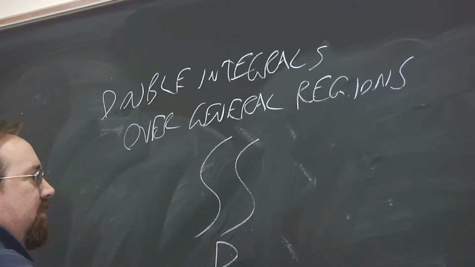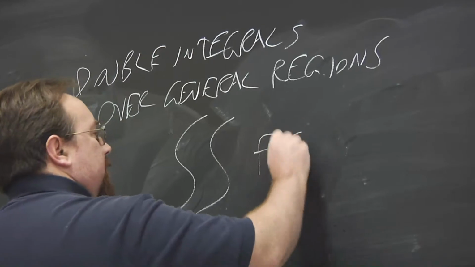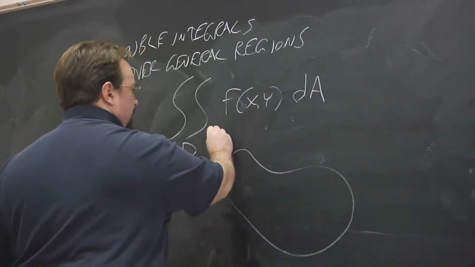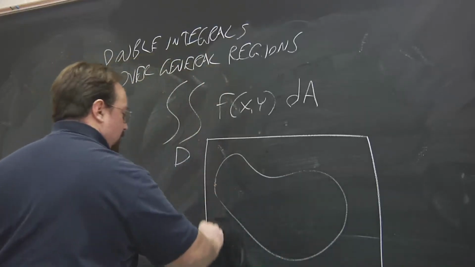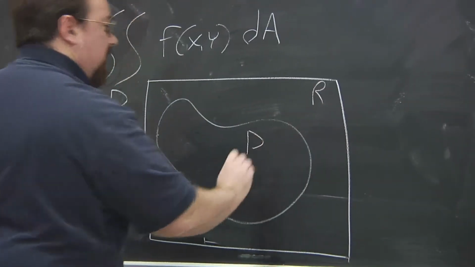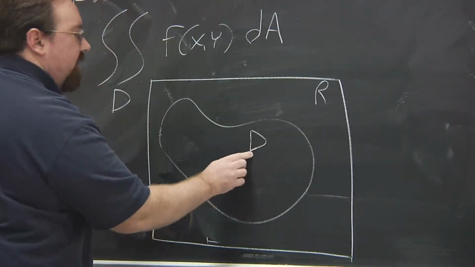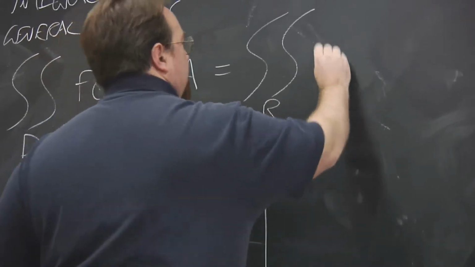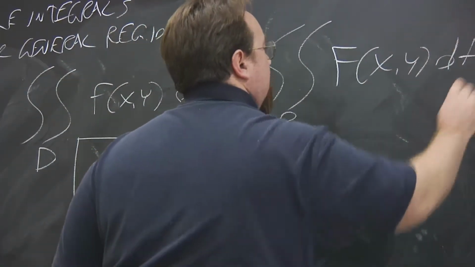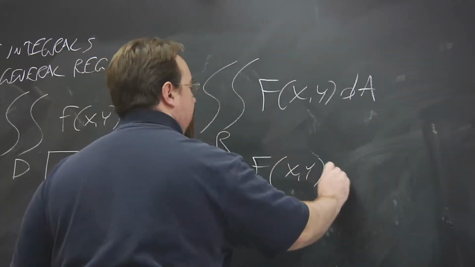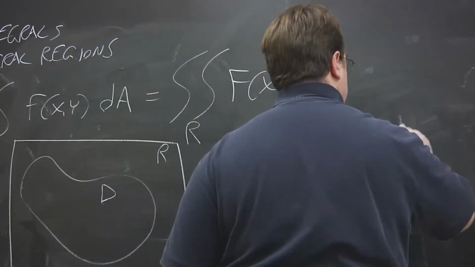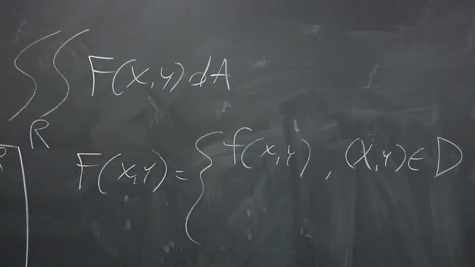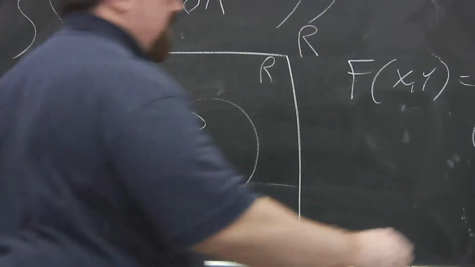We have a region D that is not a rectangle, and we want to compute this double integral over it. So say the region looks something like this. Then what we do is we define a rectangle R that contains the region D, and then we can define this in terms of a double integral over R of this function, big F of x, y, where we define big F to be equal to little f for any point that's actually in D. So here big F is equal to little f, and then outside it's equal to 0.